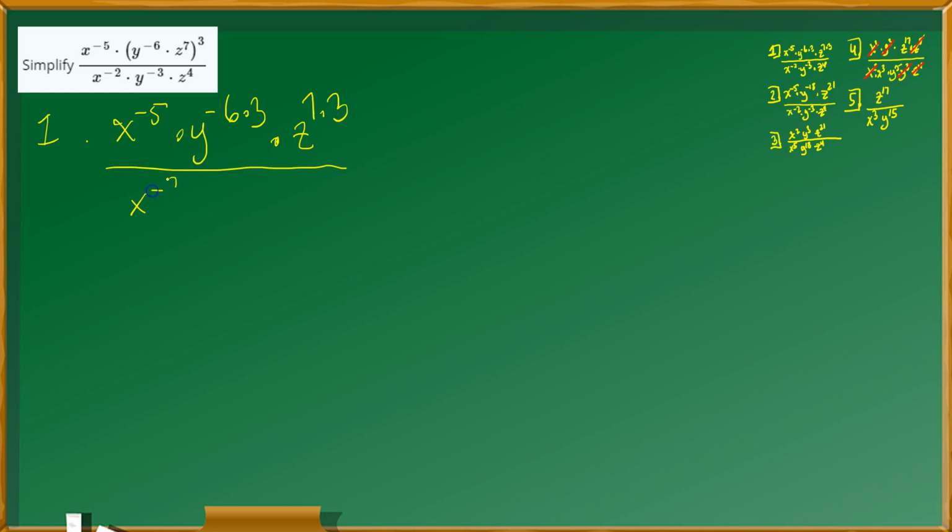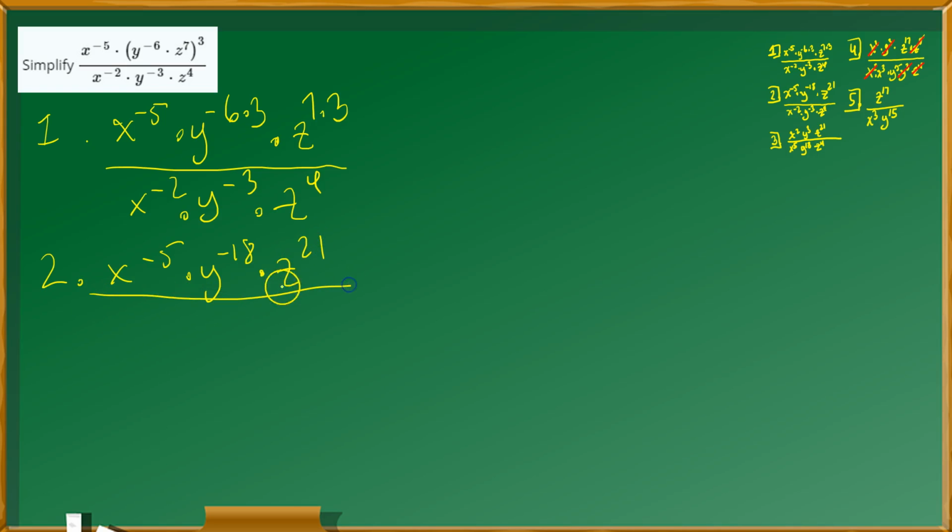Copy the bottom, x to the negative second, y to the negative third. I'm multiplying these. And then z to the positive 4. Simplify the exponent so it becomes x to the negative fifth. Negative 6 times 3 becomes there y to the negative 18th. And then this becomes z to the 21st. And at the bottom I have x to the negative second times y to the negative third times z to the fourth.